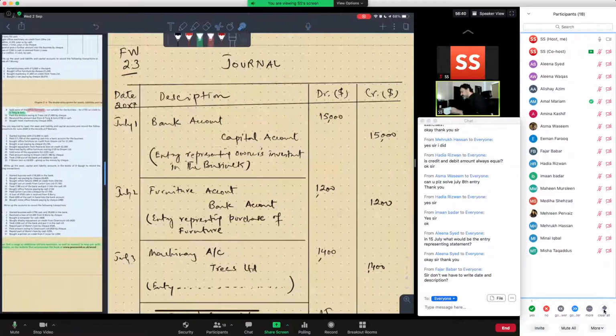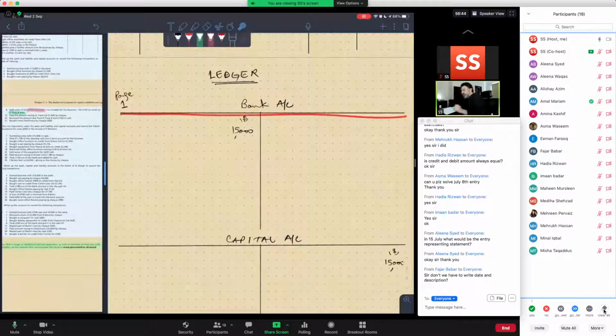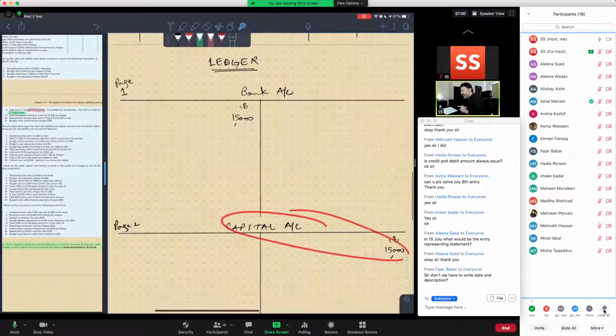So how do we do this? We create this T layout here, where one page represents bank account, and on the second page, page number 2, we are going to create the capital account. So bank account is debited like this. This is how bank account is debited in the ledger, and that's how the capital account is going to be credited in the ledger, right?